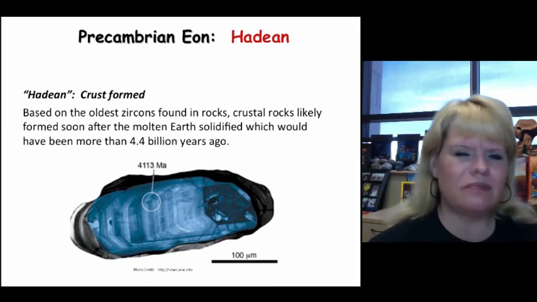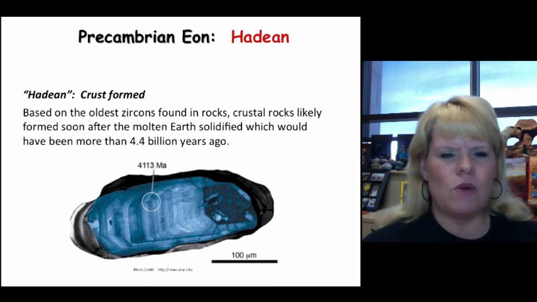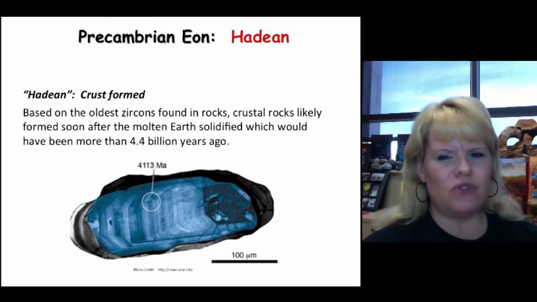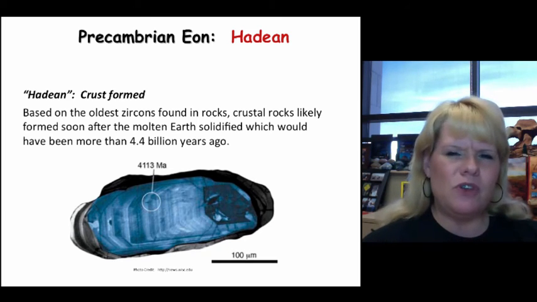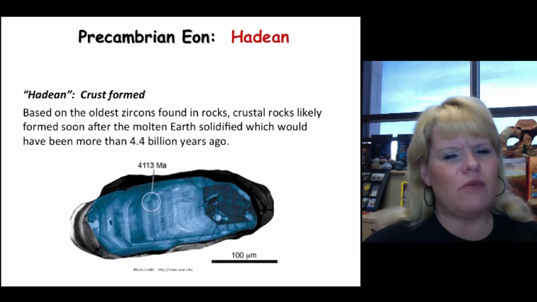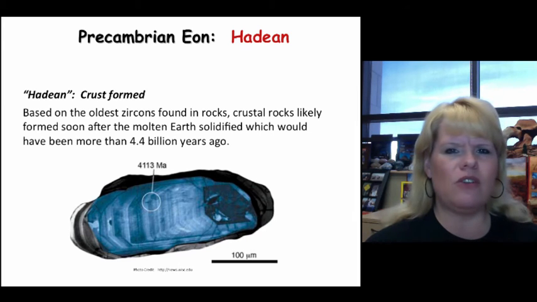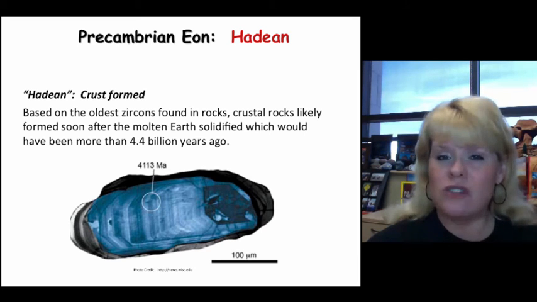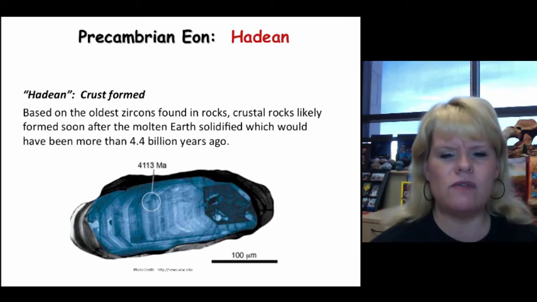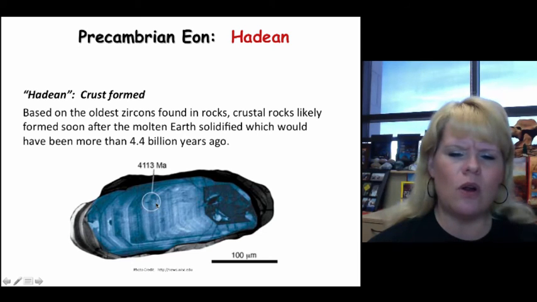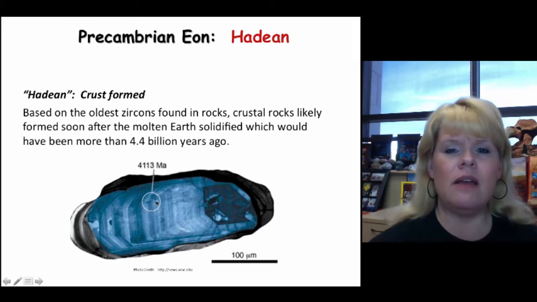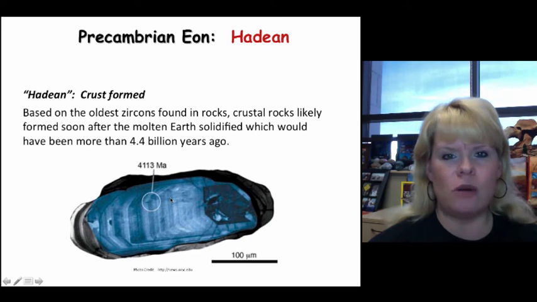today. So as the crust began to form, we are looking to zircons to tell us that story. They likely formed soon after the molten Earth solidified, which would have been approximately 4.4 billion years old. So when you think about when did crust start to stabilize, it may have been slightly later, but we started to see crystallization occur at 4.4 billion years of age. So if you see something like this 4113 MA, that stands for 4,113 million years. In other words, we're looking at 4,000 million years approximately.